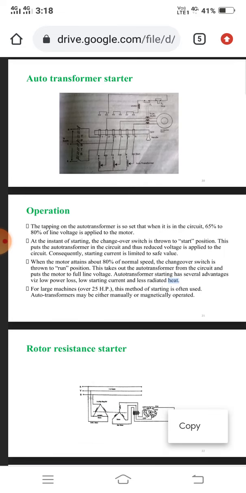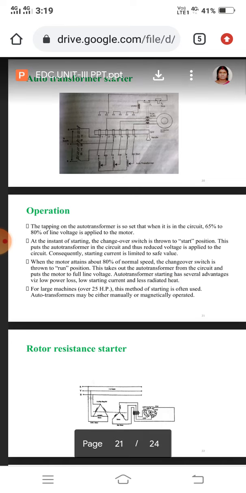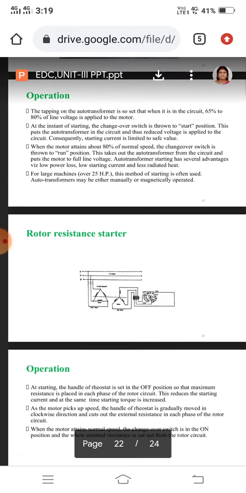Next, we will go with the rotor resistance starter. The rotor has some external resistance to limit the input supply power. This is the rotor resistance starter diagram. In the rotor circuit, we have added extra rotor resistance for controlling the supply power across the motor. This is the rotor resistance starter explanation.